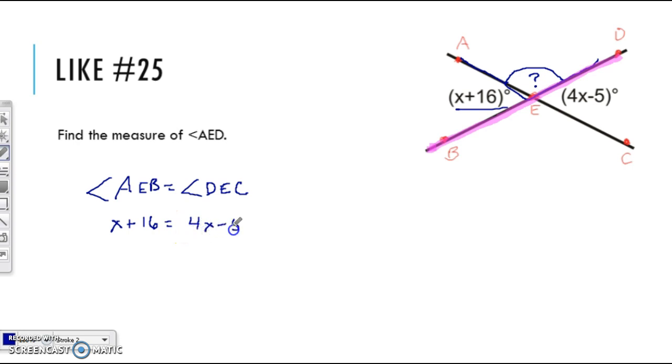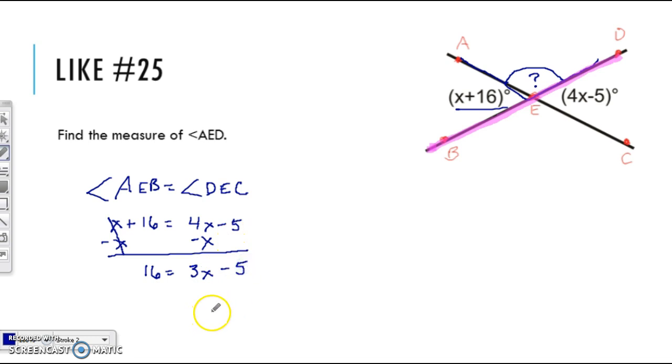Now this is where we have to break out the algebra skills. I want to get all my x's on one side of the equals, so I'm going to subtract x from here, and I'm going to subtract x from here. Remember, you can only add and subtract like terms, so I can't do x plus 16 and get anything, okay? So x minus x cancels out because that would give me 0, so I bring down my 16. 4x minus x gives me 3x, bring down my minus 5.